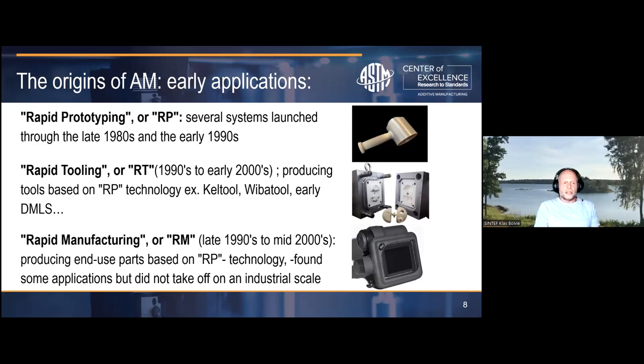The earliest application in additive manufacturing, with great success, was rapid prototyping. It was so popular and so established that people started to call this technology RP technology, or rapid prototyping technology, regardless of what it was used for. We had several systems that were launched and put into use through the 1980s and 1990s. And this has also impacted the way people build their preconceived understanding of this technology.